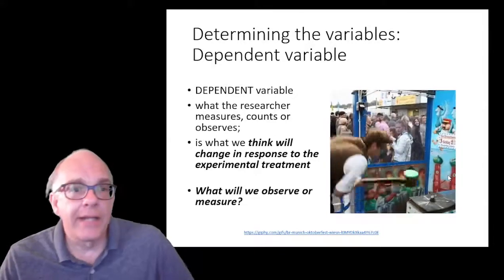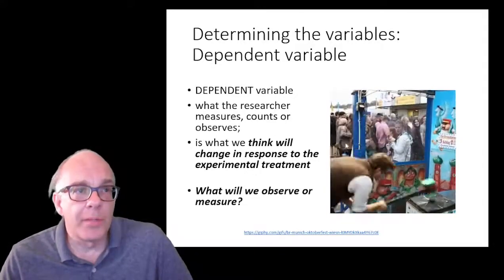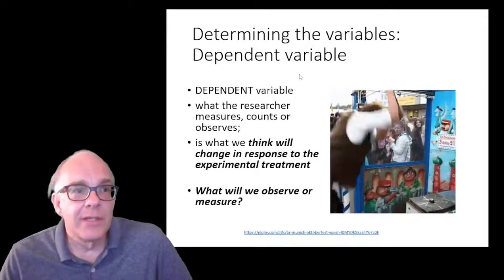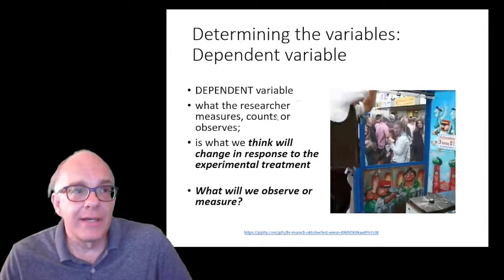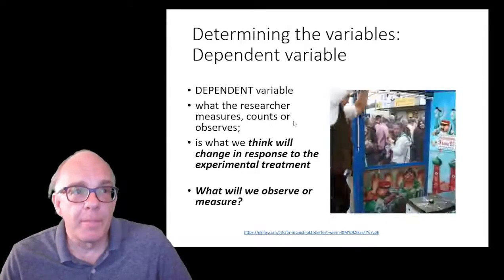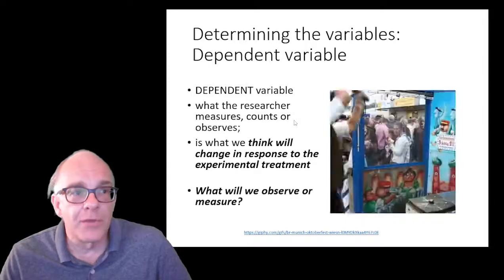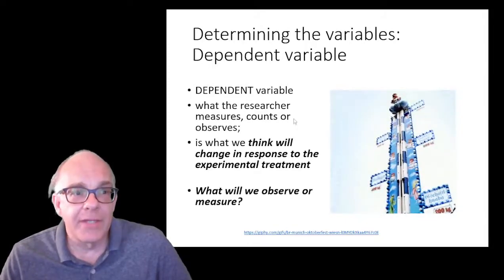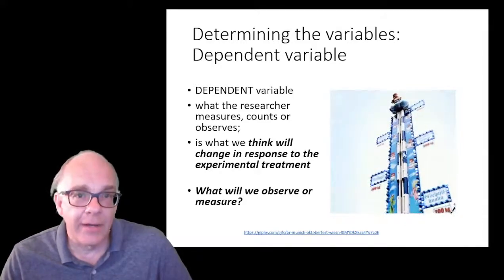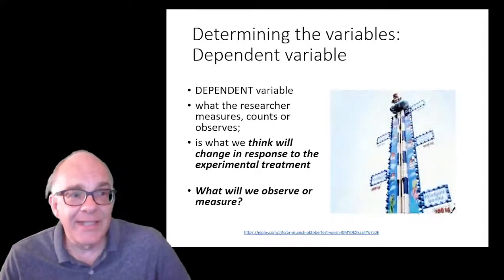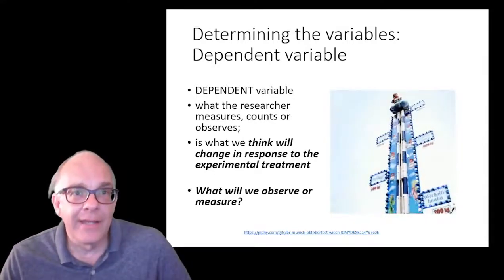Okay, so keep in mind that when we're running the experiments, we're going to be working with a dependent variable. A dependent variable is what the researcher is going to be measuring, counting, or observing. And it's what we think is going to be changed. So in this example, we've got a guy hitting a hammer with a carnival game, looking at how high the shuttlecock is shooting up. So in this case, the dependent variable is how high the shuttlecock is going up after the little lever has been pressed.